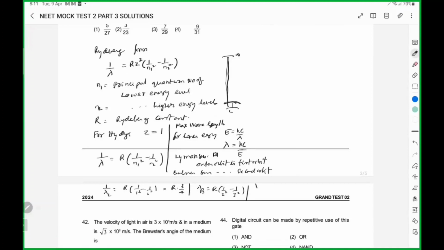Here, 1 by lambda L by 1 by lambda B will be 3 by 4 into, here it is 9 minus 4, that is 5 by 36. So I'll write 36 by 5, times 3 by 4, that is 27 by 5. So lambda B by lambda L is 27 by 5. Lambda L by lambda B is 5 by 27.